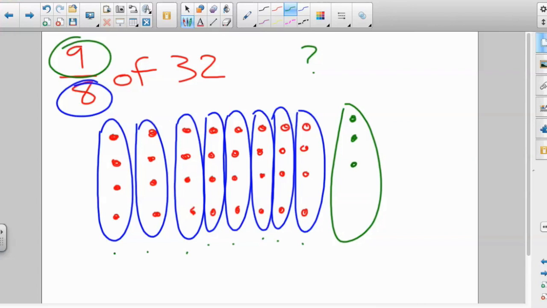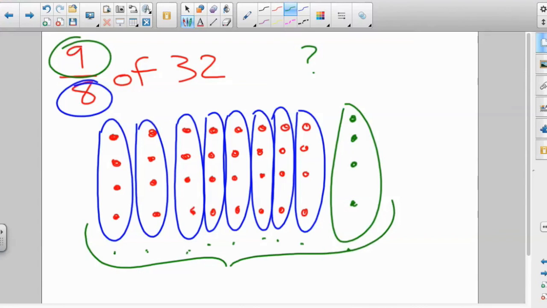And we see that each equal group has 4 dots, so we can just go ahead and add 4 dots into this group to make 9. So now my question is, how many dots are in these 9 equal groups? What is 9/8 of 32?